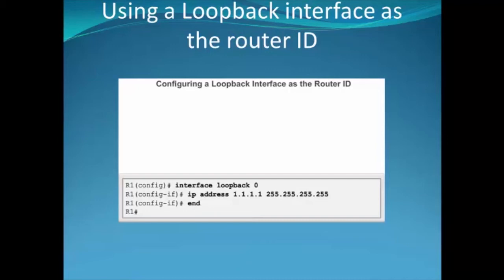A router ID can also be assigned using a loopback interface. The IPv4 address of the loopback interface should be configured using a 32-bit subnet mask. This effectively creates a host route. A 32-bit host route doesn't get advertised as a route to other OSPF routers.